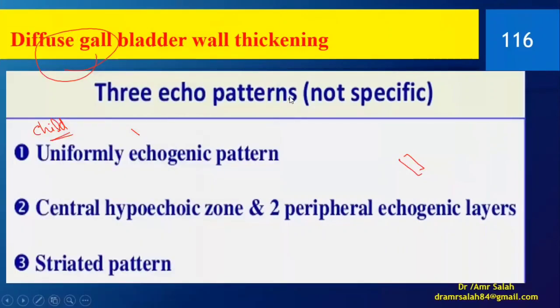Now, these are the patterns of gallbladder wall thickening I was just telling you about. We have three patterns: the uniformly echogenic, the three layers, the sandwich with the central area of hypoechogenicity, and the striated pattern. Let's check them out along with the sonographic pictures as usual. Okay, let's see.